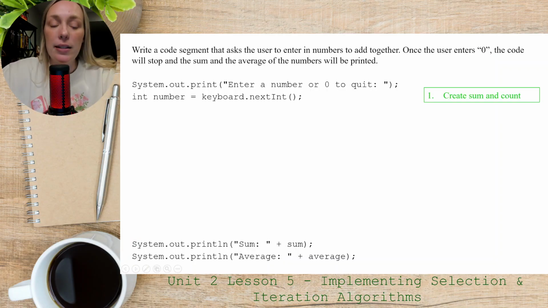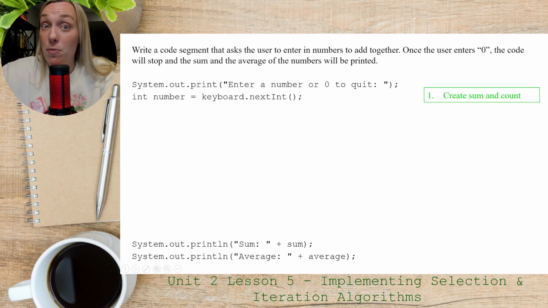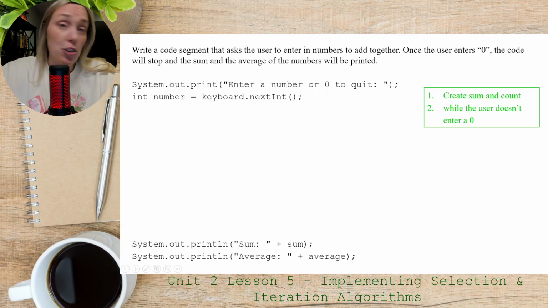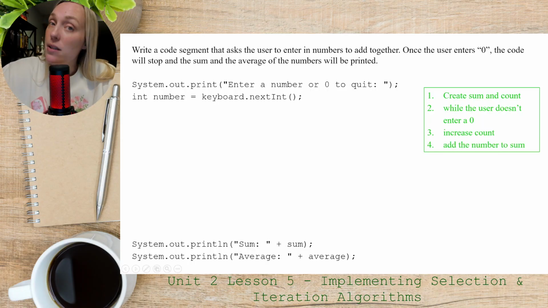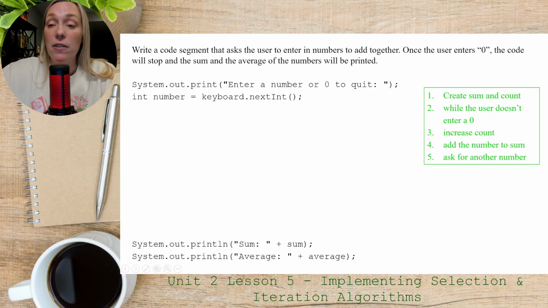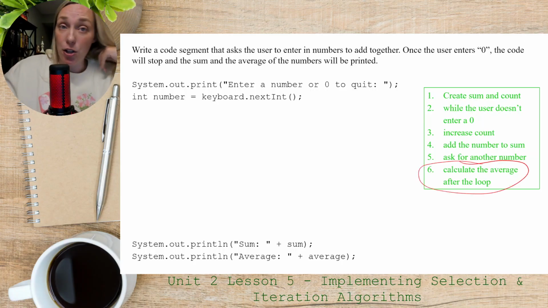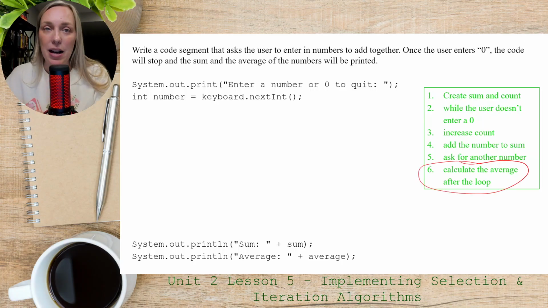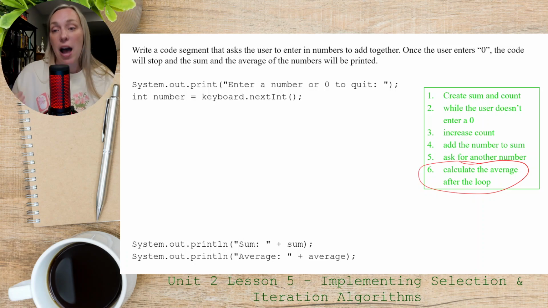So here's, again, the steps to kind of handle this instruction. I'm going to create a sum and a count variable, sum to keep track of the sum, but I also need to keep track of how many numbers were entered in order to compute my average. While the user doesn't enter a 0, we want to increase count by 1, we want to add number to the sum, and we want to ask for another number. Okay, so these are the 3 things we want to do. And at the end, we want to calculate the average after the loop. We don't calculate the average as it's going on. I mean, I guess we could do that if the instructions asked for it, but the instructions don't ask for it here. They want to compute the sum and the average after the fact.